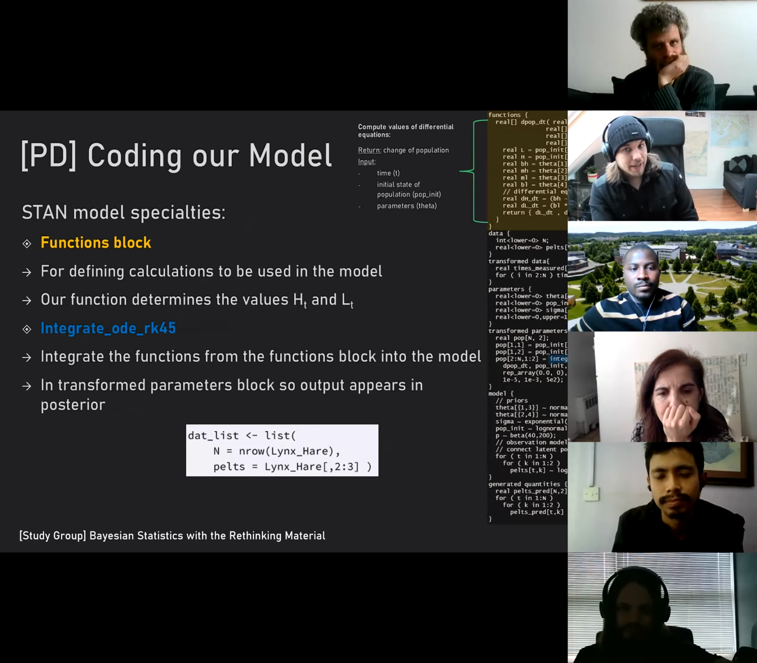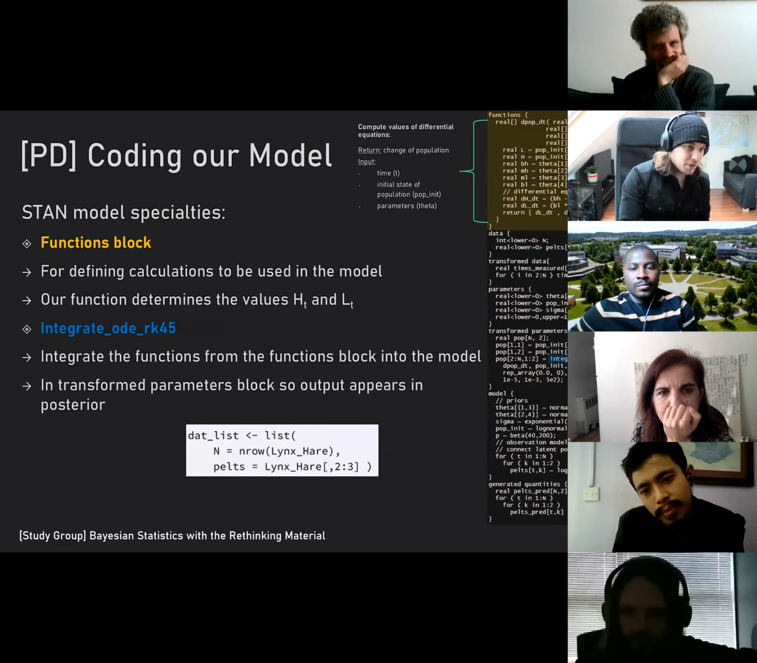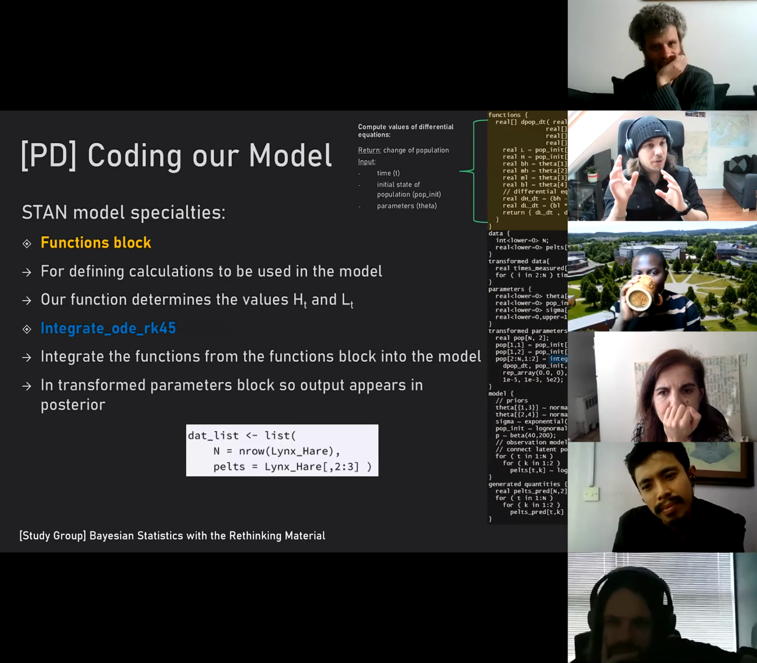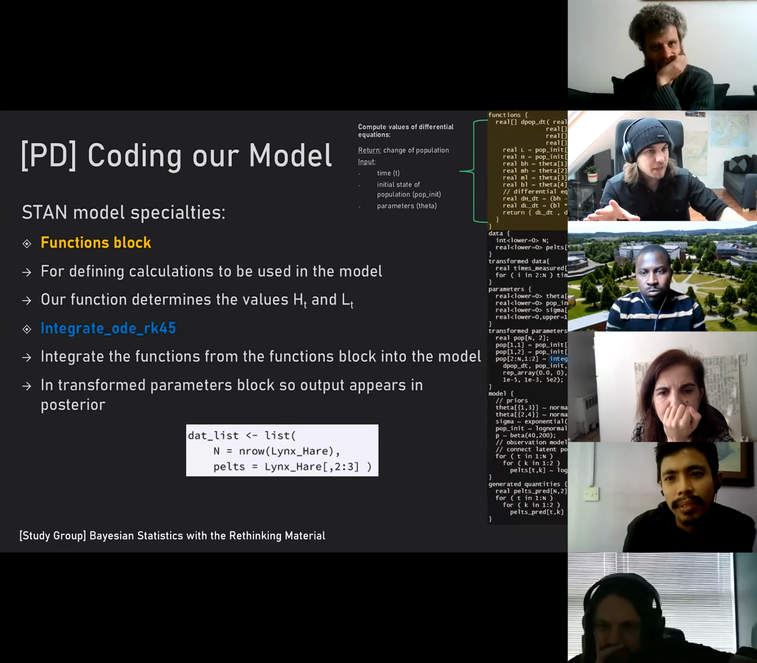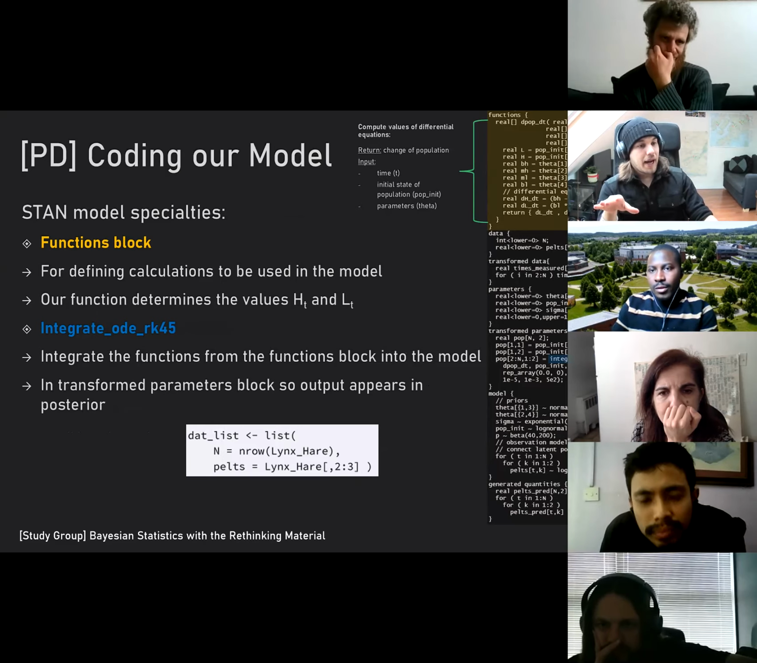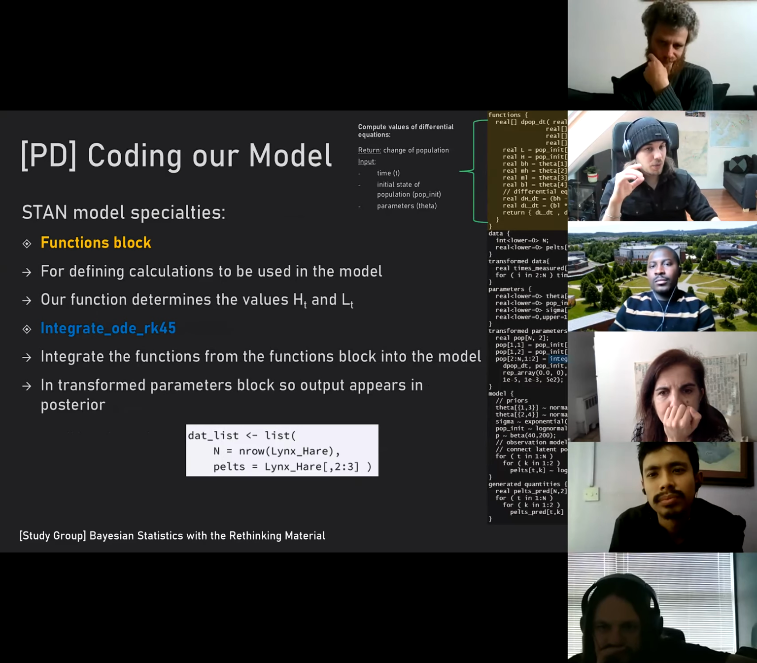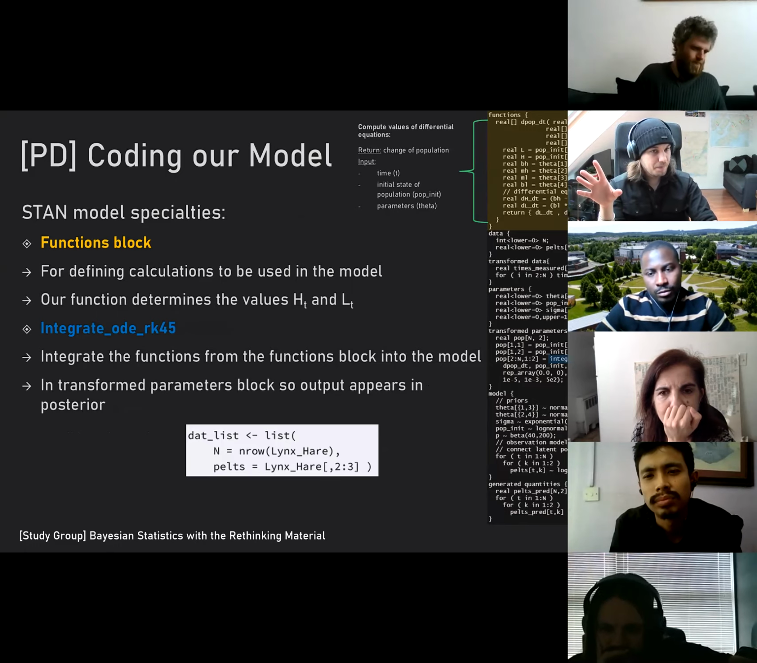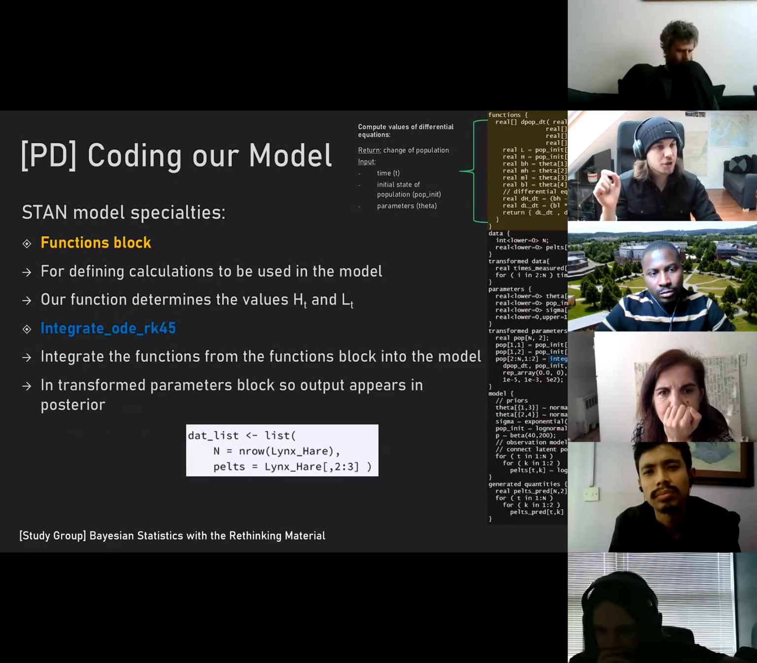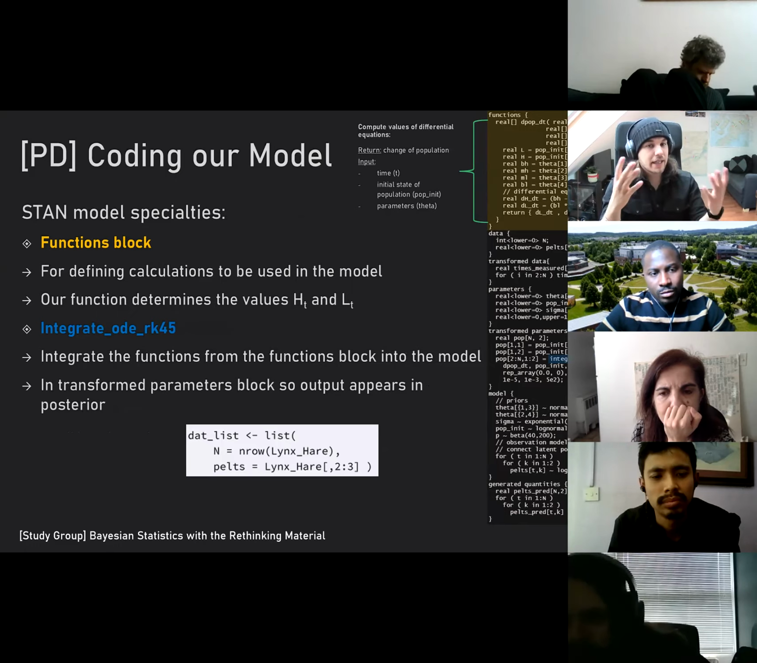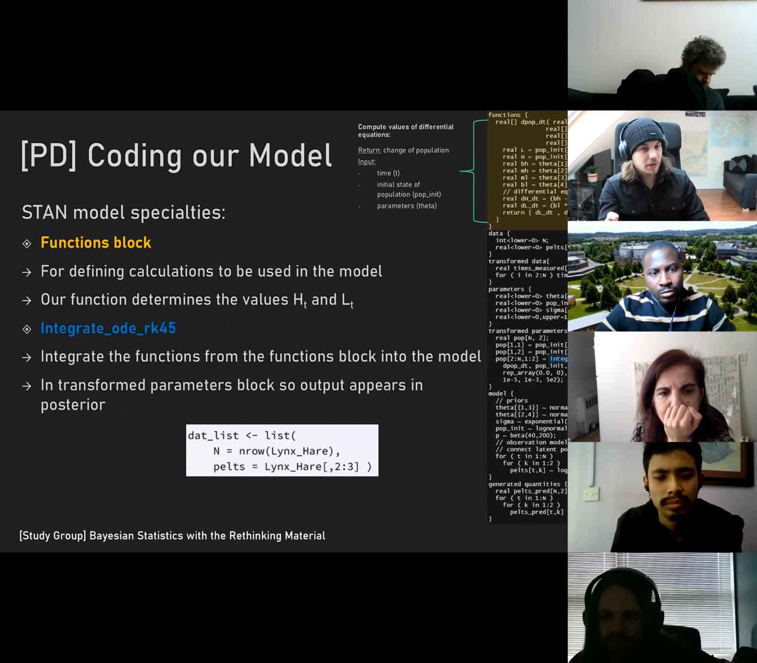Now we code our model again. And here we have another Stan model, which is a bit more complicated than the previous one. I will not point out all of the basic building blocks that we already talked about, because then I'd run out of highlight colors. I am just going to quickly point out all of the important new things that we've added to this model. Now, the first thing we've added is the functions block. In this functions block, we define calculations that we can then use in the model.